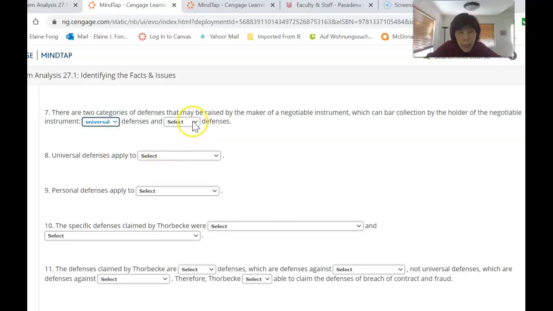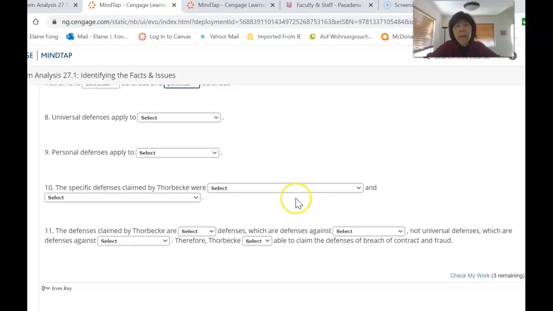The second category. Would it be actual defenses, nominal defenses, personal defenses, or punitive defenses? The second category of defenses are personal defenses, right? Looking at number 8. Universal defenses apply to which holders? All holders, ordinary holders only, or holders in due course only?